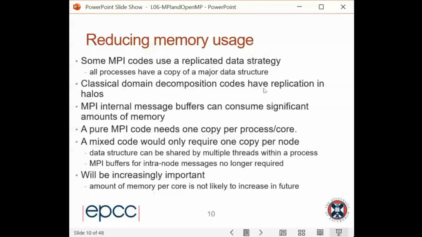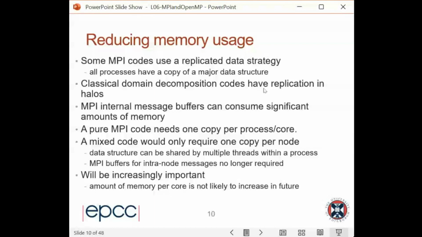If you had a mixed code, at an extreme, with 1 MPI process per node and 128 threads, all the data structures could be shared by multiple threads. And all the intra-node messages, you would no longer need messages for them. You would only be sending messages between nodes. And this is becoming increasingly important because one of the defining features of high-performance computing at the moment is the number of CPU cores is going through the roof.